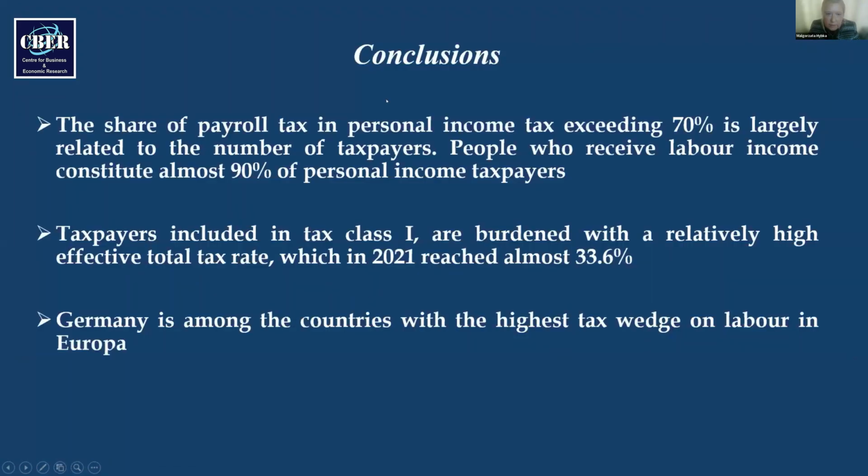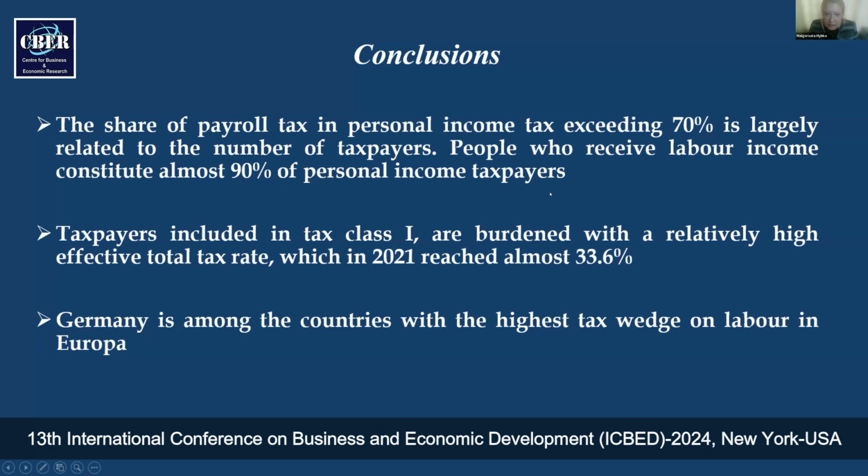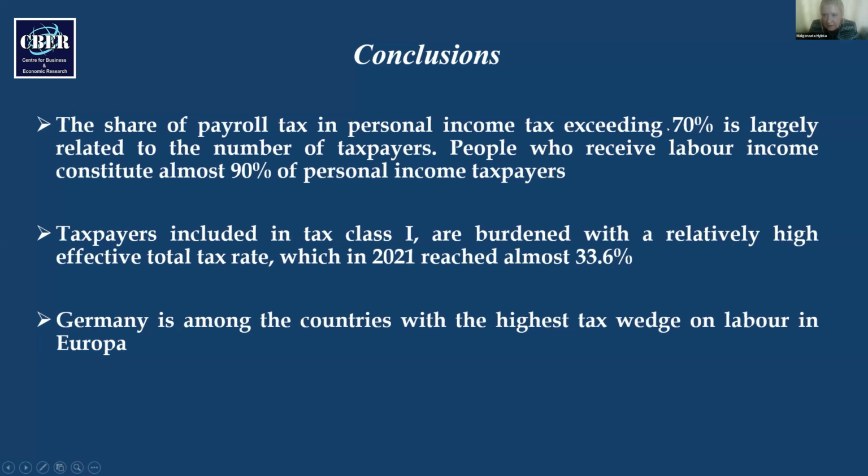And now concluding briefly, people that receive salaries, that receive wages are quite an important group of taxpayers because they constitute almost 90% of personal income taxpayers, and the tax they are paying is now approximately 70% of the whole tax revenue. And taxpayers included in the first class in Germany are really suffering from a very high tax burden. I didn't make comparison for other countries.